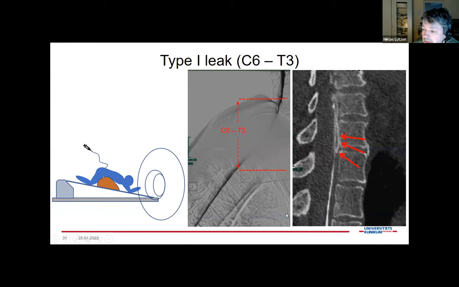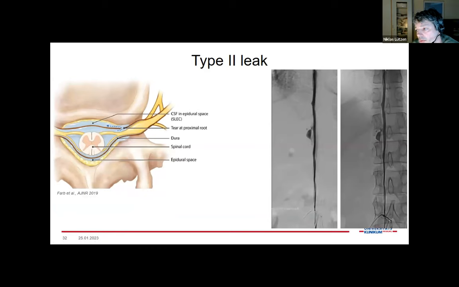Type 2 accounts for about 20 or 30% of SIH patients, and these patients have a lateral dural tear. Again, the CSF is running out into the extradural space. These patients are SLEC positive on MRI. And what we can see very often is something that looks like a nerve root diverticulum, but actually it is not. It is a dural tear with an arachnoid outpouching, and this pouching will rupture. And there we can see the contrast running out into the extradural space, and this confirms the underlying leak.